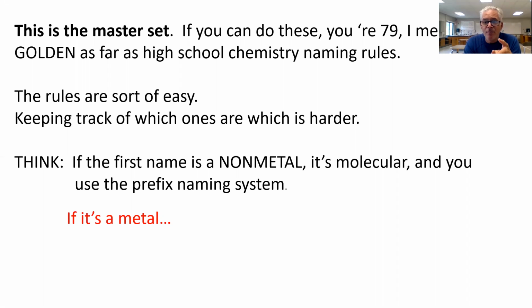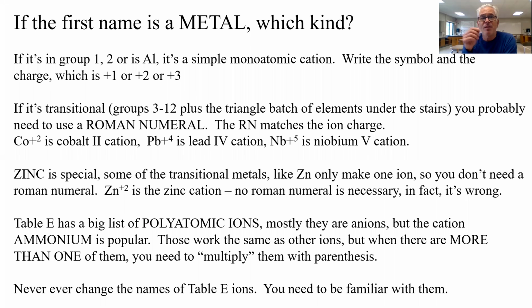If your first name or your first symbol is a non-metal, that makes you molecular and you use the prefix naming system. If your first name is a metal, you've got to say which kind. If it's in group 1, group 2, or aluminum, this is the simple monoatomic cation business, and it's either a +1, +2, or aluminum's +3.